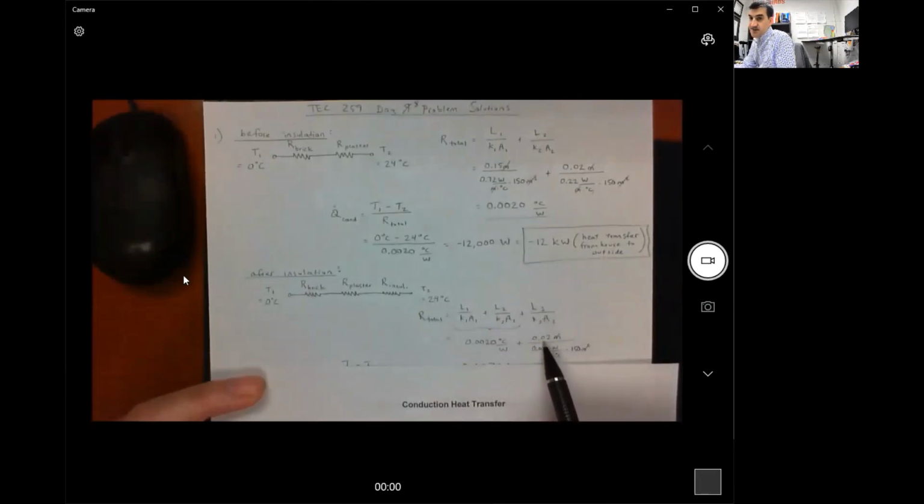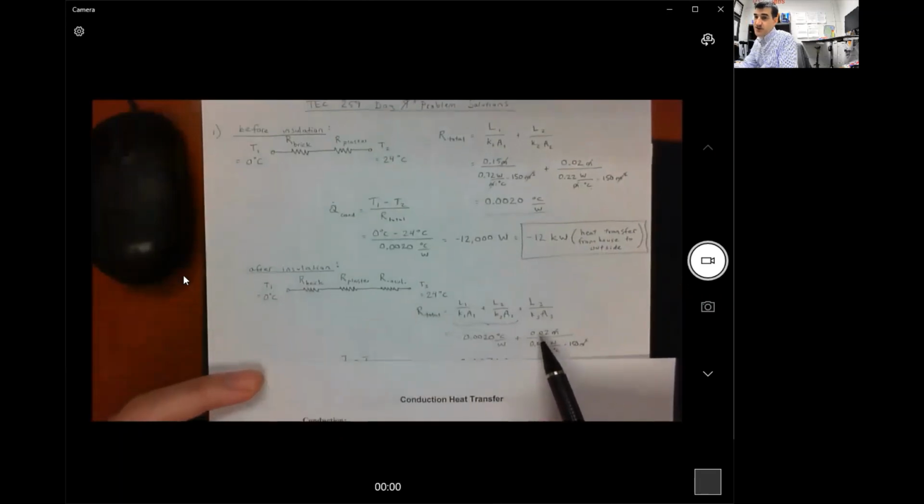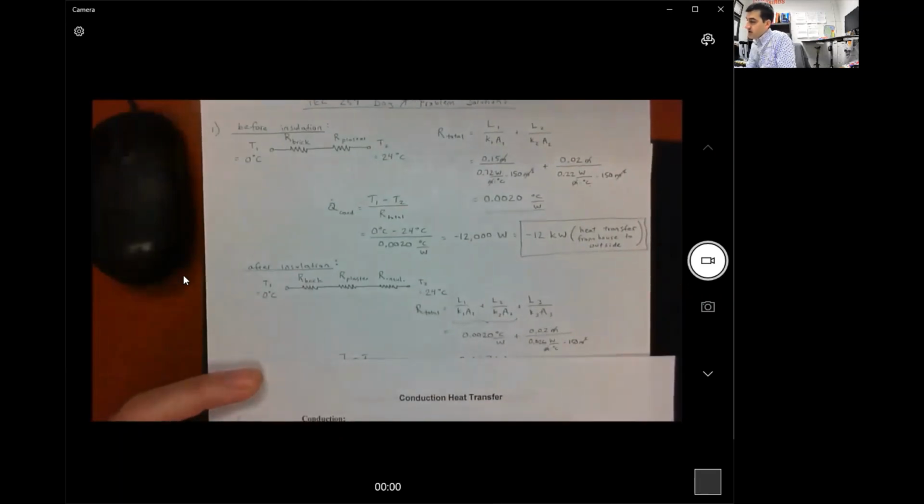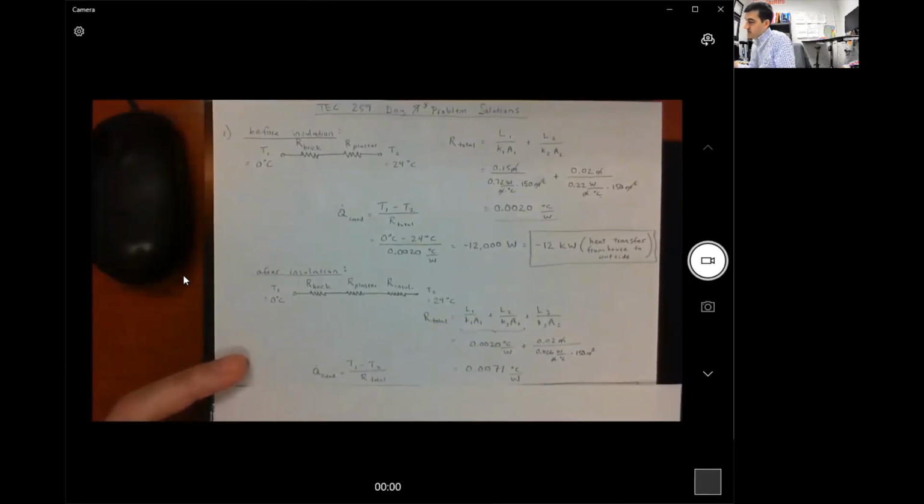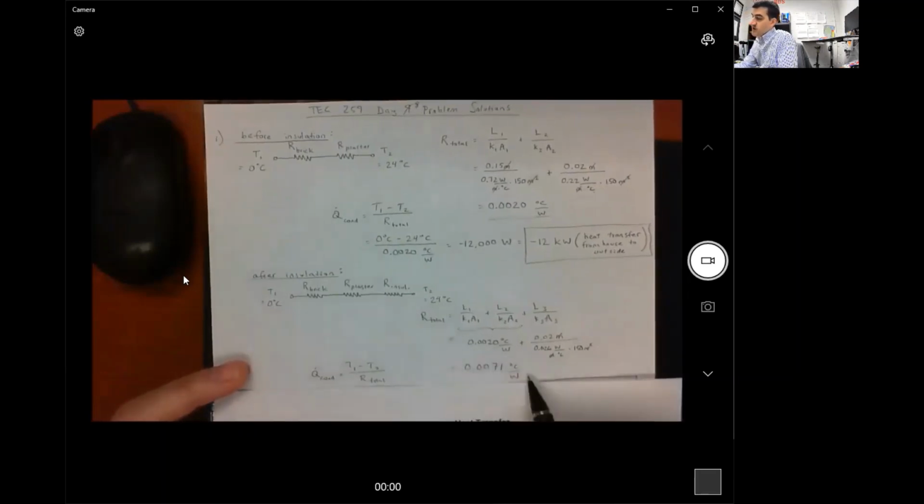So here is our thickness of our insulation. It's 2 centimeters, which is 0.02 meters. And our thermal conductivity of the insulation is 0.026 watts per meter per degree Celsius. And the surface area is 150 meters squared once again. And once again, our meters cancel out. So we're going to be left with watts per degree Celsius in the denominator, which means that our units are degrees Celsius per watt. So we plug this into the calculator and we get a total of 0.0071 degrees Celsius per watt. That's our new total thermal resistance.